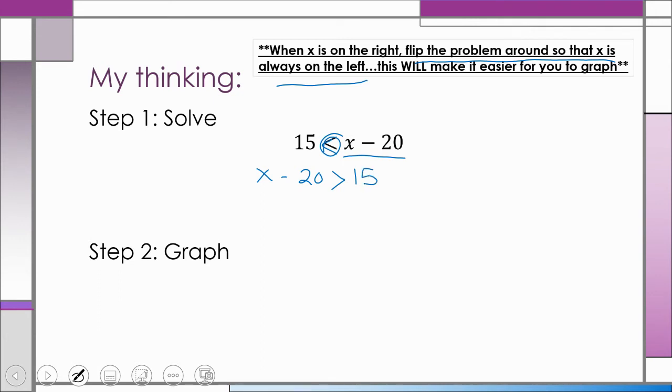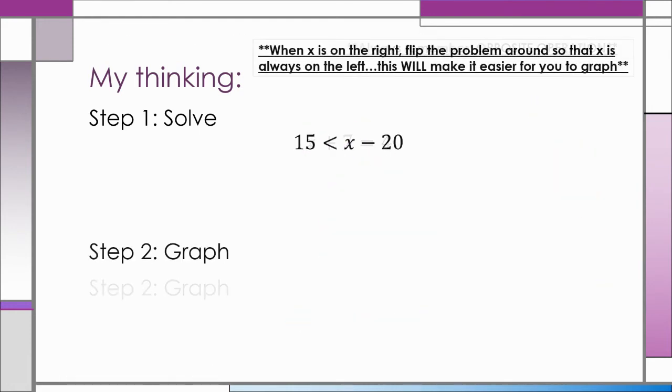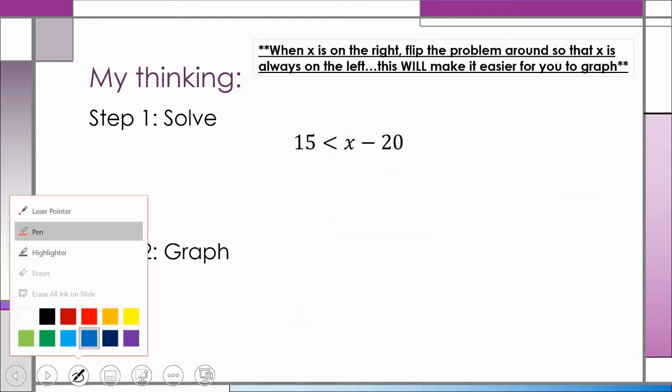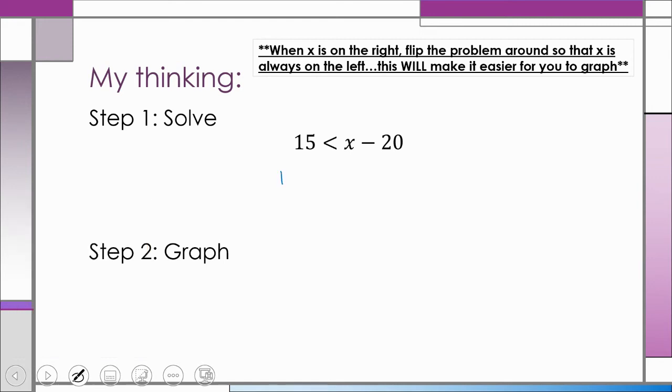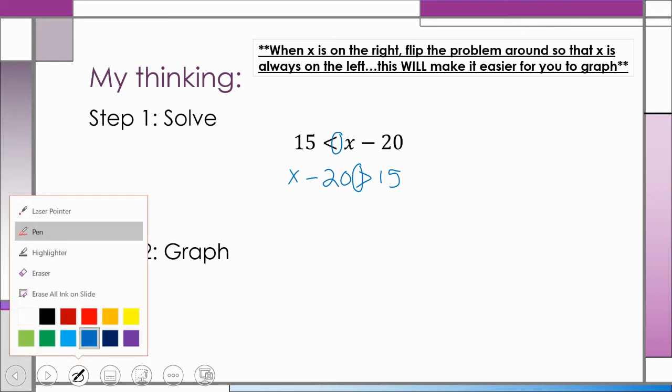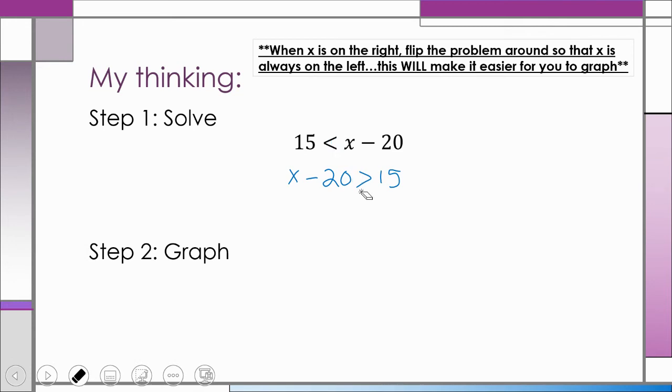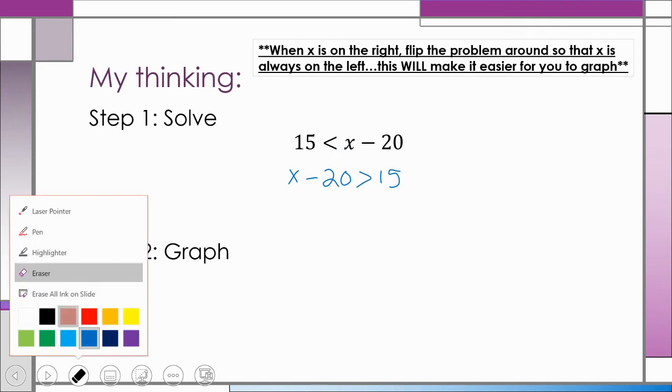Okay, and now I have, oops, didn't mean to do that. Oops, I guess I'll write it out again. So x minus 20 is greater than 15. Okay, so the open part of my inequality is still facing that x. All right, let's go ahead and solve it.